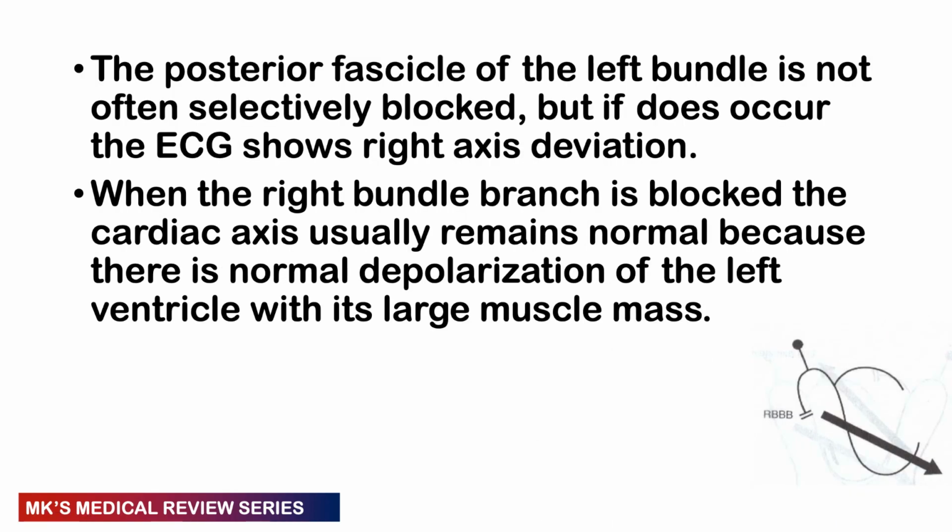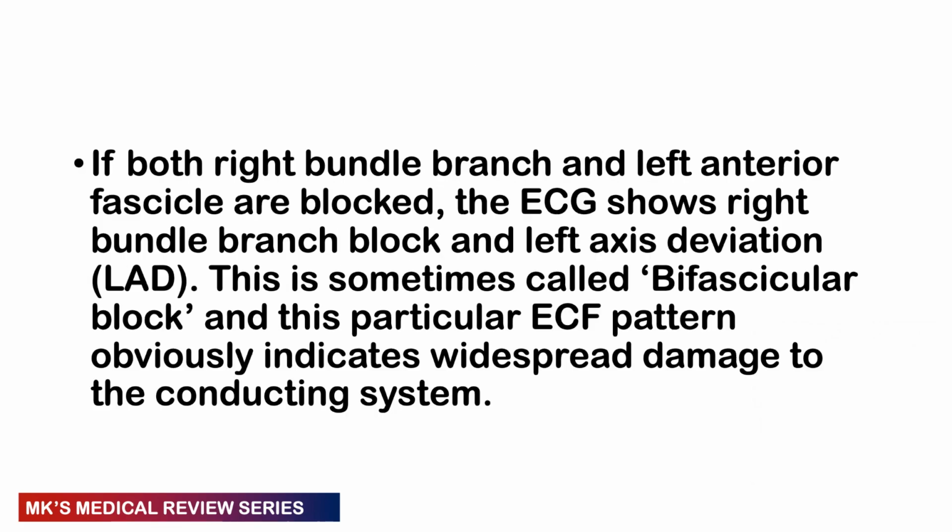If the posterior fascicle of your left bundle branch is blocked, usually it's not blocked on its own, but if it does occur, you're going to see the opposite. You're going to see right axis deviation because it's depolarizing from the other fascicle. Now, when you have a right bundle branch block, the cardiac axis usually remains normal because, again, the mass of the ventricle is what influences the cardiac axis. So we don't expect any deviation in the cardiac axis.